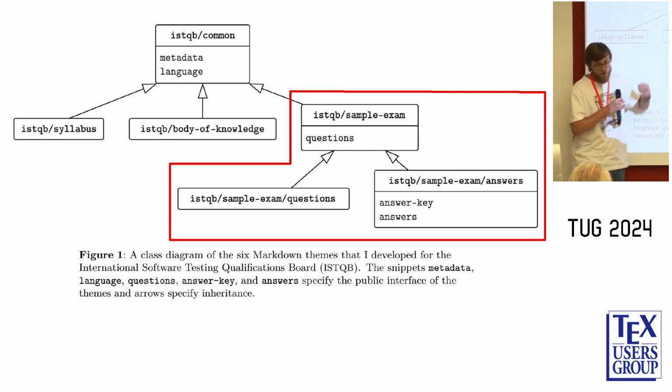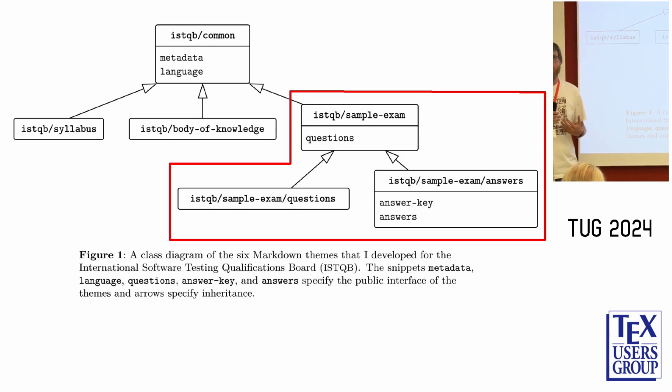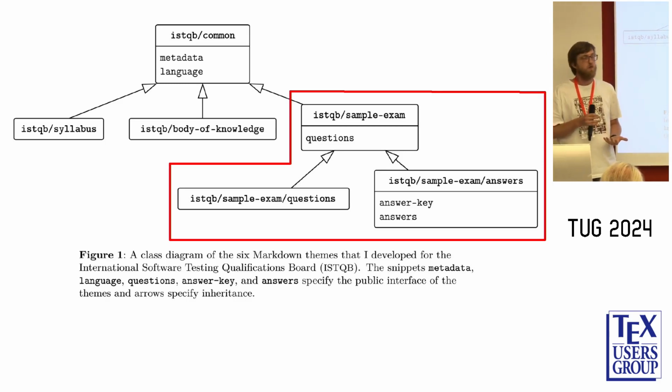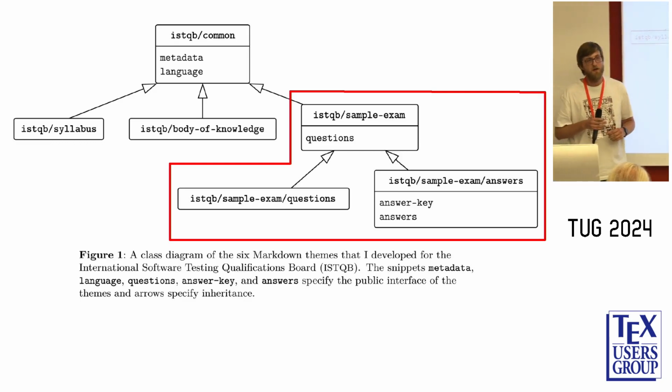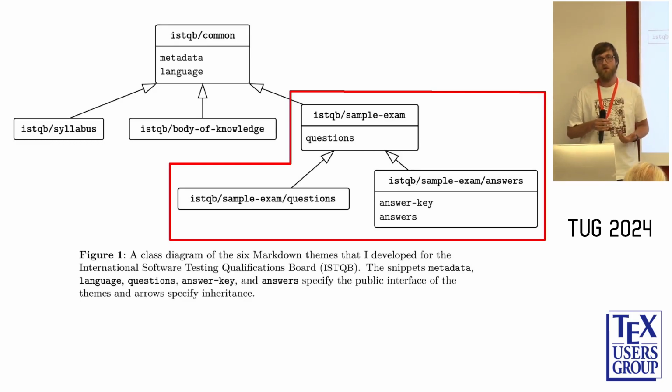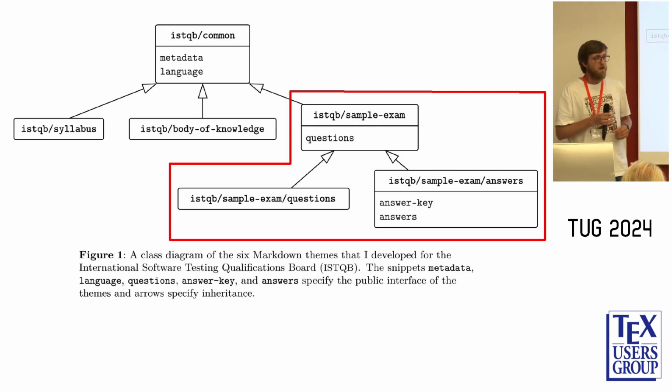One of them is called metadata. This one is used to load YAML files with document metadata, and also language, which is used to load YAML files with language definitions so that there can be different language mutations of the same document. And all those other 5 themes are based on this theme. They inherit all the implementation and also these 2 basic snippets.